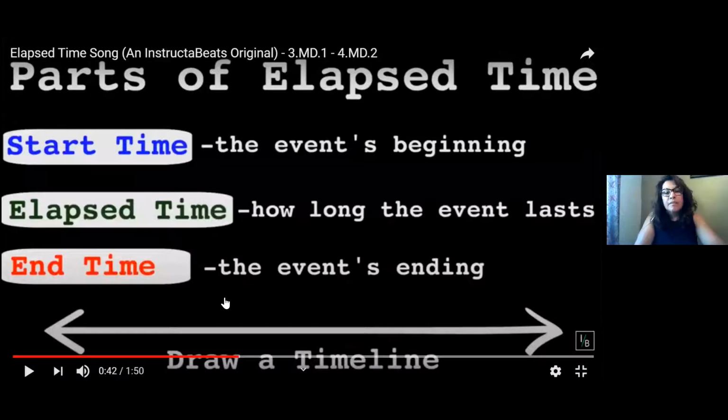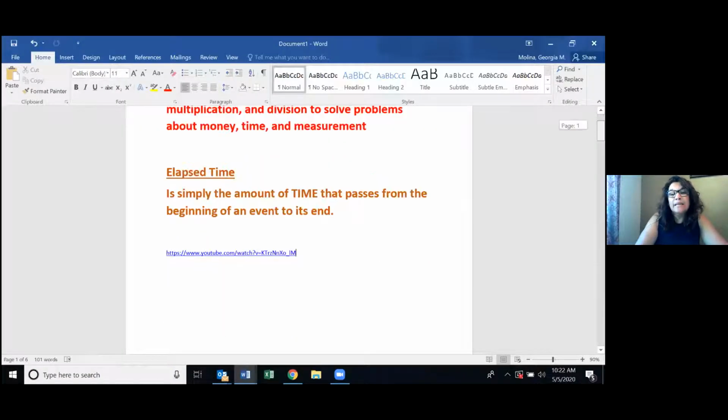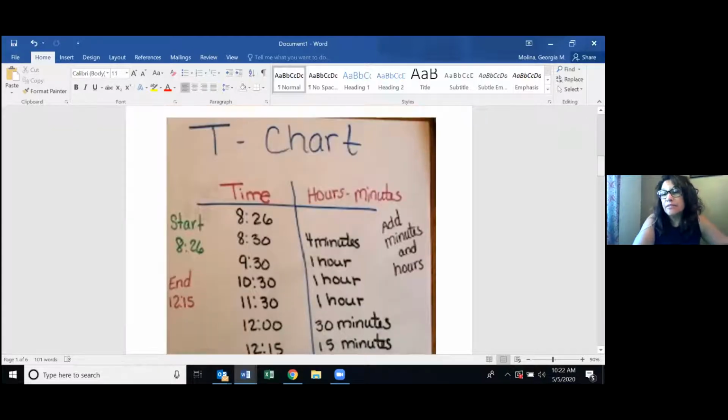Okay, so that one was talking about mountains and minutes and hills, but I also wanted to remind you of the T-chart. That was one of the ones that we always did. Remember, you have a starting time, you have an ending time. If we started at 8:26, we want to find the minutes. So you want to start by going by the 5s or 10s or 30 minutes. If we could make it to the 30, it's 4 minutes. So from 8:26 to 8:30 is 4 minutes.